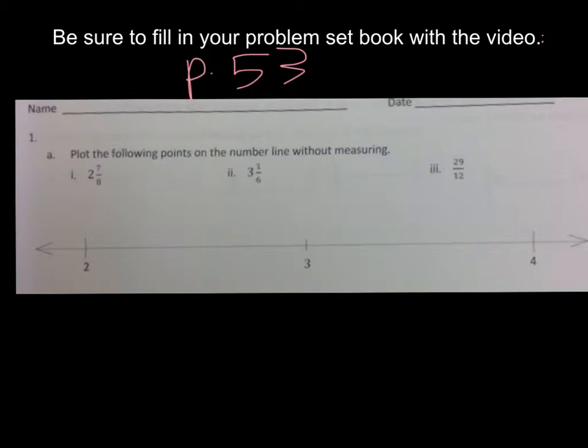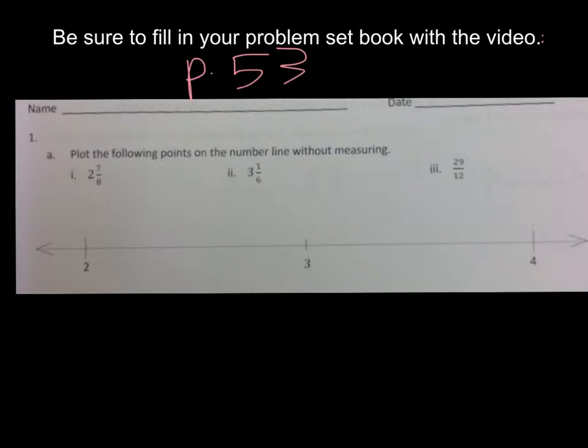Today we will be working on lesson 26. Please take out your light purple problem set book and follow along as I explain these problems. Looking at A, the problem asks us to plot the following points on the number line without measuring.